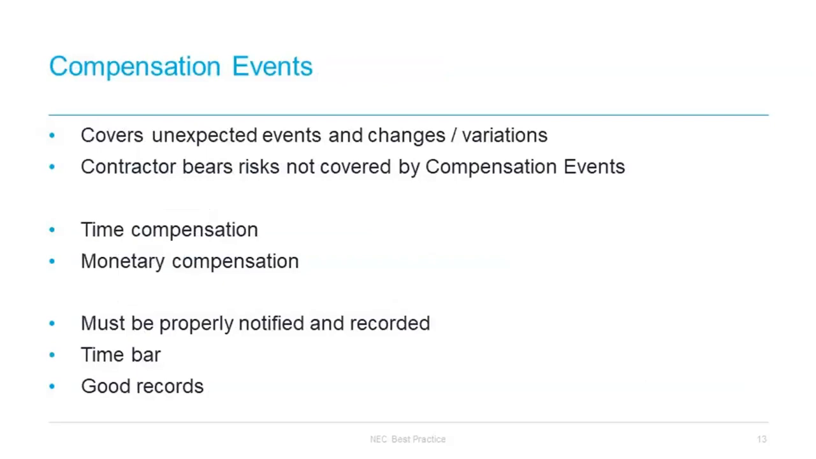Under NEC, the scope for compensation events is much wider than in other contracts, reflecting the overall approach of NEC, which should be collaborative and a fair allocation of risk. This is, of course, subject to amendment, and sometimes the scope for claims can be reduced and become much narrower. As mentioned earlier, as an overriding principle, the contractor bears all risks other than those covered by compensation events.